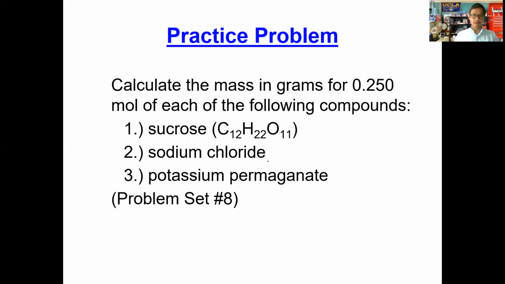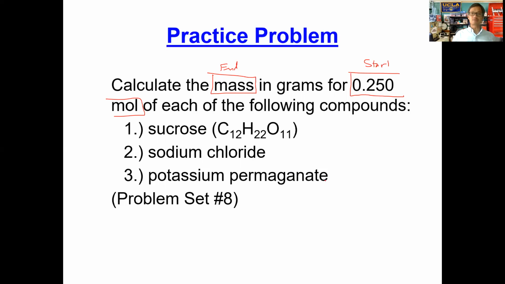Let's take a look at what we have here. Let's identify what we have first, and then I'll work it out for you on the next screen. What are we starting out with? We're starting out with 0.250 moles of each one of these substances. So that's our starting amount. We are starting with moles. And what are we solving for here? We are calculating for the mass, and we want to end up with mass, in grams. This is then a moles to mass conversion.